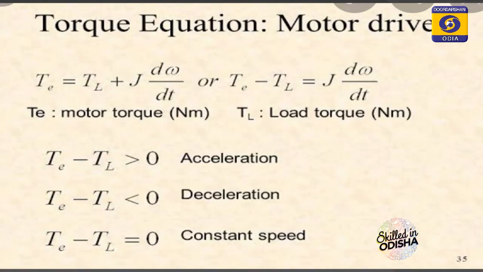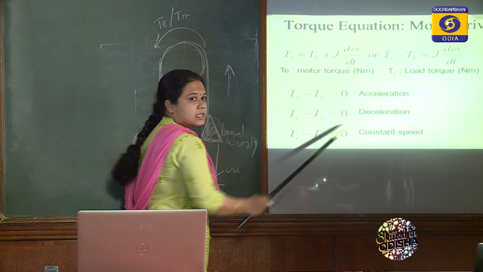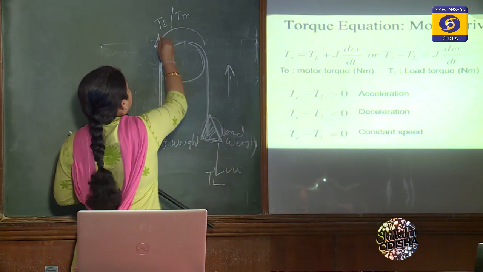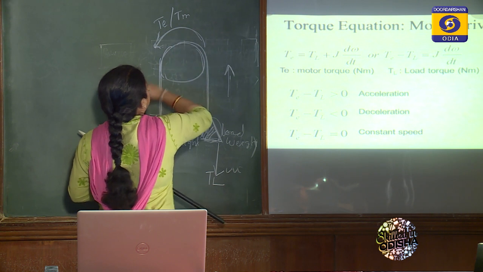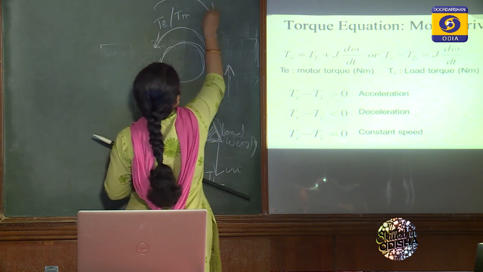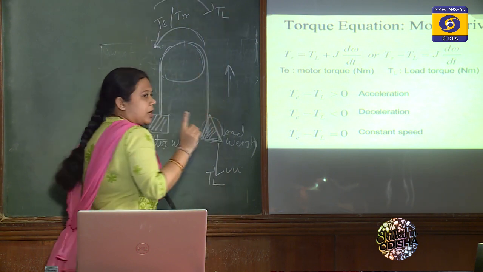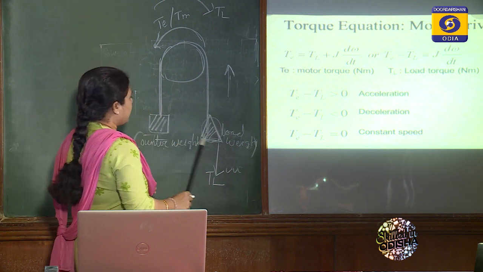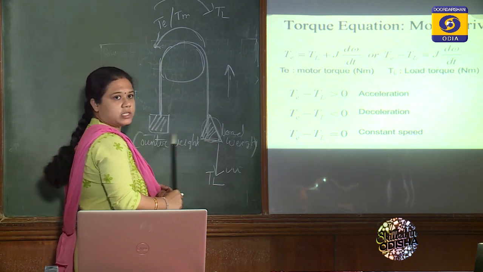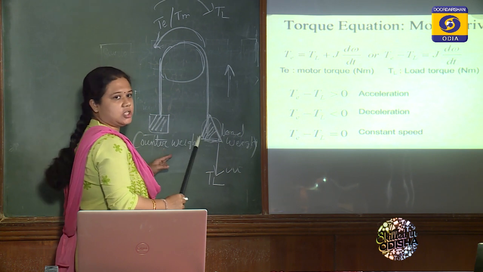Similarly, if TE is less than TL, or TE minus TL is less than 0, then it is deceleration, and if they are equal, then that is our constant speed. If the motor torque direction and the load torque direction are the same or equal, then they will be level at the same position, meaning there will be no change in the position.